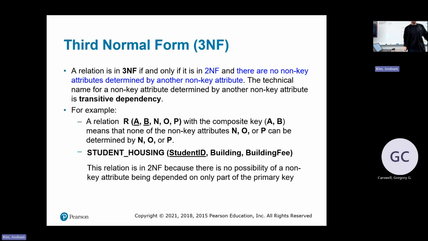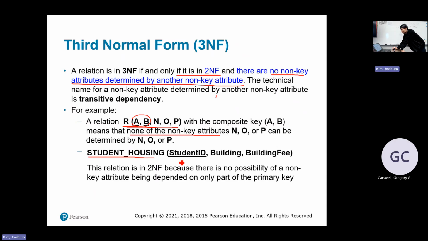How about the third? A relation is in third normal form when it satisfies two conditions. One is that the relation should be in second normal form, and the other is no non-key attribute is determined by another non-key attribute. Think about this example. Relation R has five columns, A, B, N, O, P, and A, B are the composite primary key. So none of the non-key attributes N, O, P can be determined by another of N, O, P.